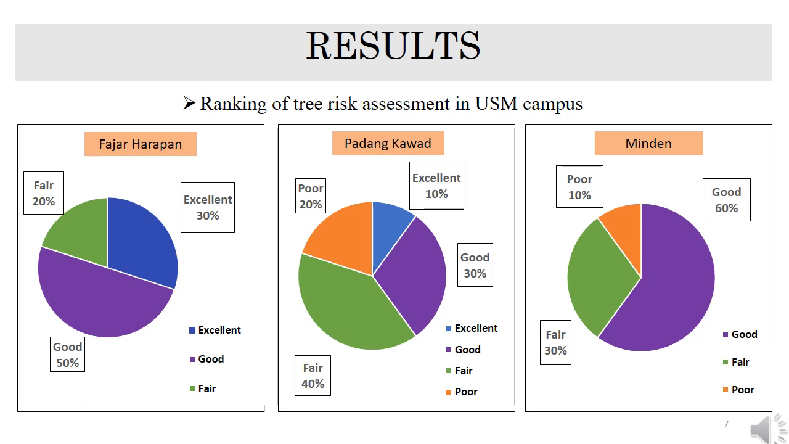Based on this pie chart, the highest number of trees was in good condition, which is 60%. The lowest number of trees was in poor condition, which is 10%. And Fajar Harapan and Mindan had no trees categorized in poor and excellent respectively.